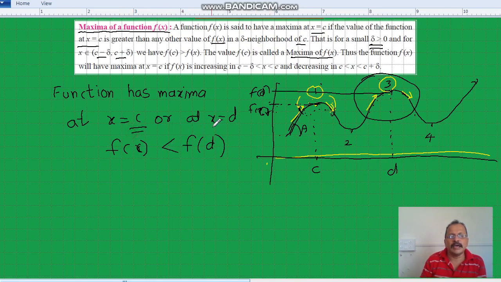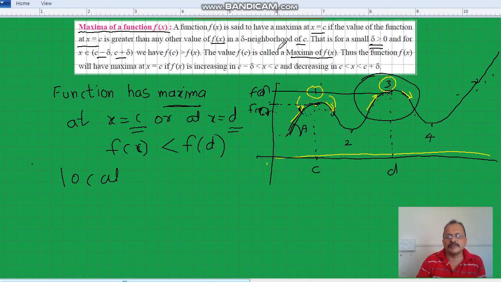Both c and d are at maxima, and therefore we call these types of maxima local maxima. f(c) is local maxima, f(d) is local maxima. There can be more maximum values of this function, they may exist, but locally f(c) is greatest and f(d) is greatest. This is the concept of maxima.